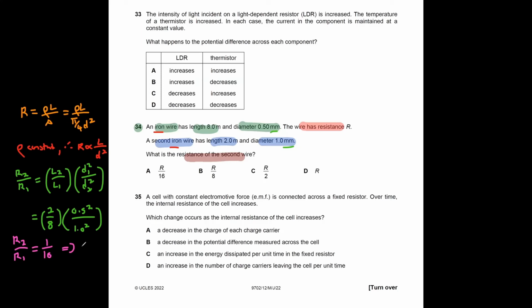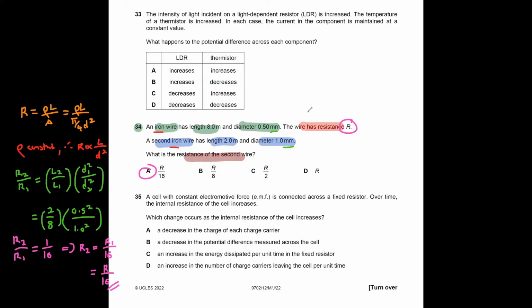So R2 is R1 divided by 16, but R1 is actually just R itself. So it will be R over 16. The answer for this is A.